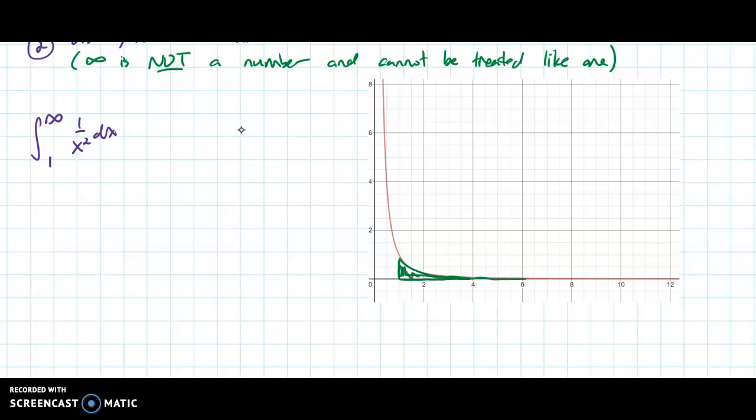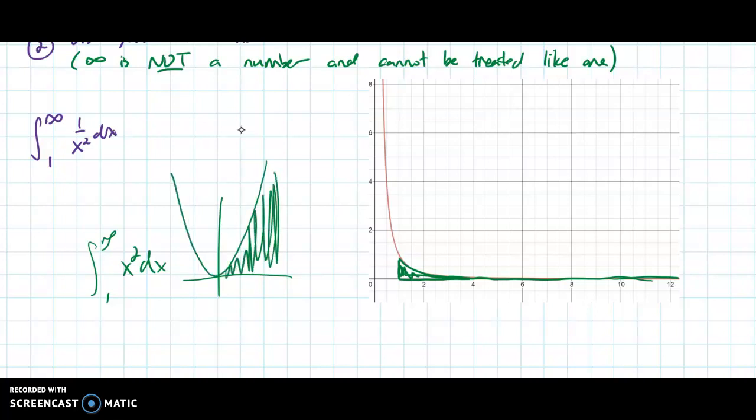Now, this would keep going forever, right? But notice it's getting closer and closer and closer to the axis. If I were to do the integral from 1 to infinity of x squared dx, it's going to diverge, right? The answer to that would be infinite because the area under x squared, actually I should start at 1, say that's 1. The area under x squared, that's going to go to infinity, right? Clearly, that is an infinite amount of area.